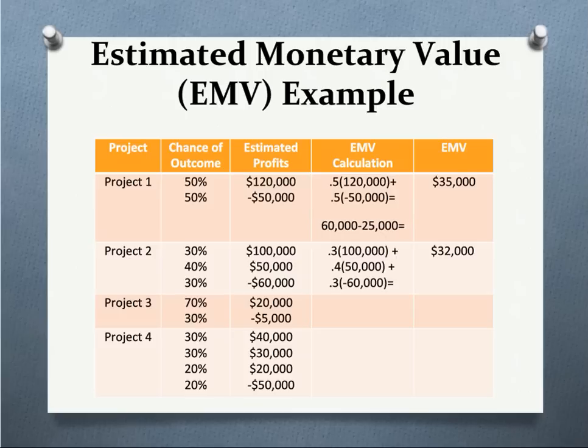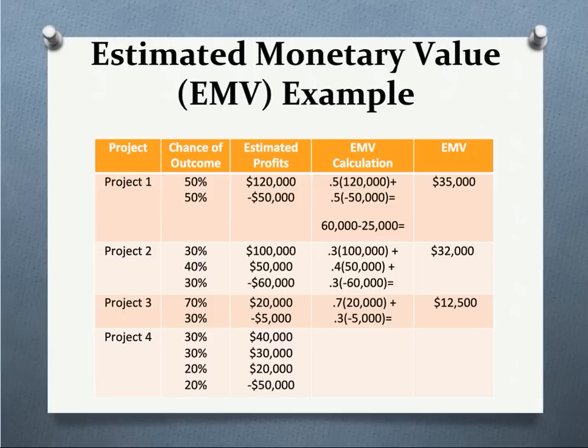Project 2 has 3 situations to calculate for. 100,000 at 0.3 or a 30% chance, plus 50,000 at 0.4, plus negative 60,000 at 0.3, with a result of 32,000.